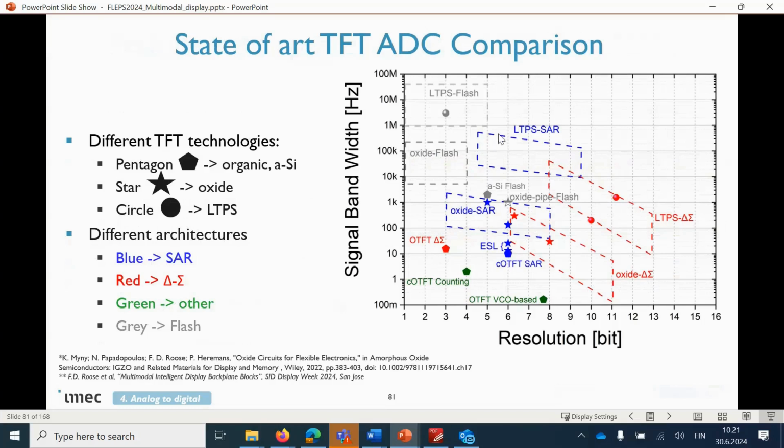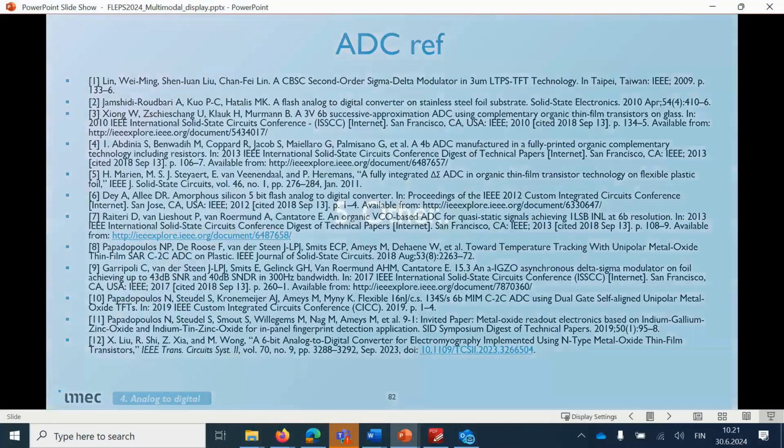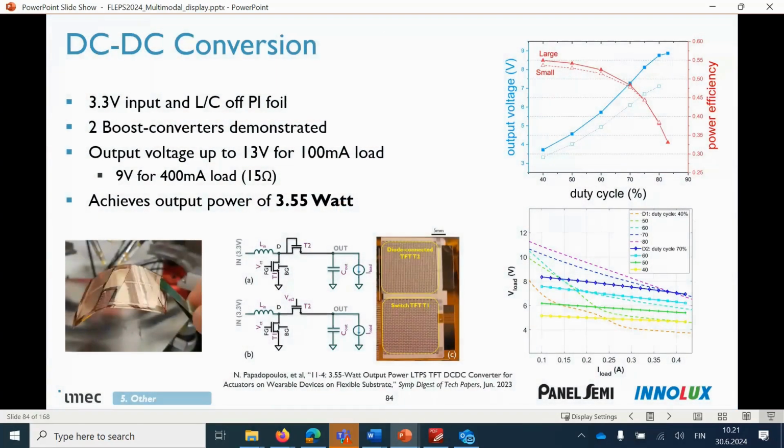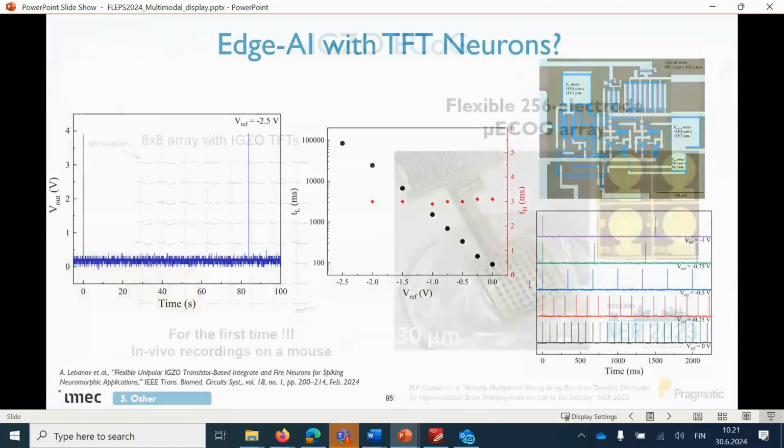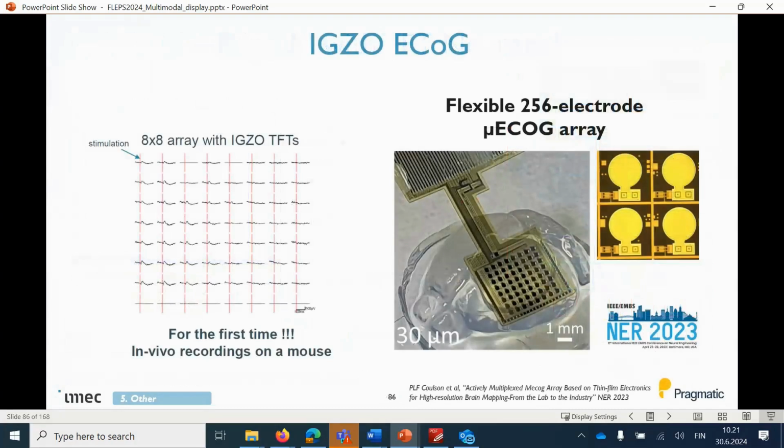Also, here's a very complex graph. Unfortunately I don't have time to go through it. I tried to put all the TFTs that are out there, comparing the signal and the resolution. And with that, it's section 5. As I said, DC-DC conversion is also possible. Neurons with TFTs, yes, and also ECoGs. So all of them are publications out there showing the road to something new.